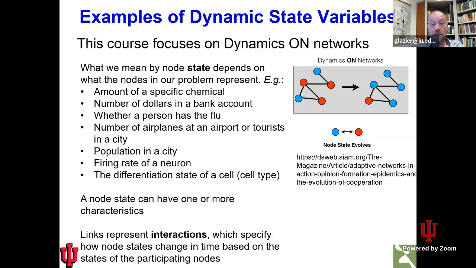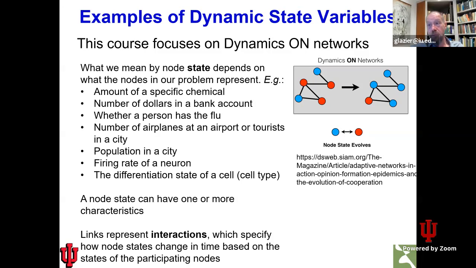We gave the example of an airplane network: the number of airplanes at each location, at each airport. How many tourists you have in the city. That's a big issue these days, right, with COVID. Population of the city. But if it was a neural model, it might be the firing rate of a neuron as a function of time. If it's a cellular model, it might be the differentiation state of each cell in the system during time. And a node can have many, many state variables. It doesn't have to be just one.